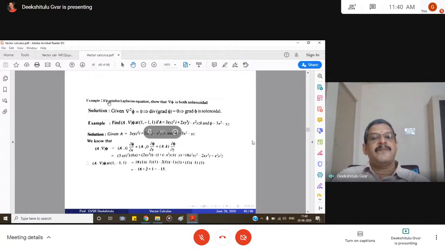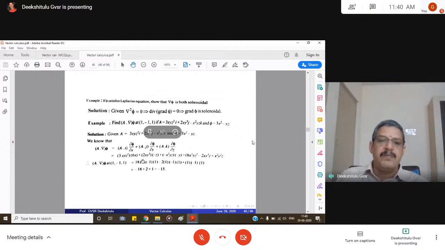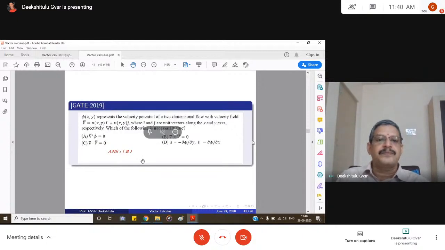So the question may be, if phi satisfies Laplace equation, the following is true. A, grad phi is irrotational. B, grad phi is solenoidal. C, grad phi is 0. Something like this. So your answer is grad phi is solenoidal function. Find A dot del phi at 1, minus 1, 1 if A is so and so, phi is so and so. So you can go through the problem very easily, a simple problem.